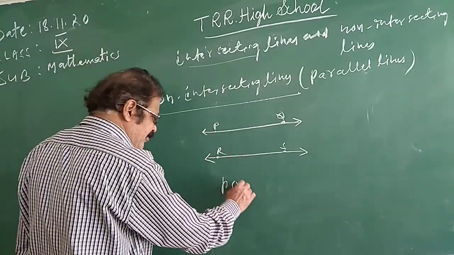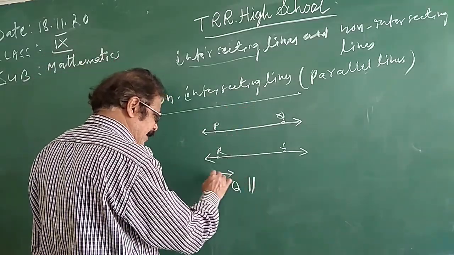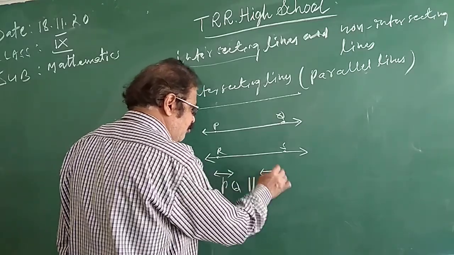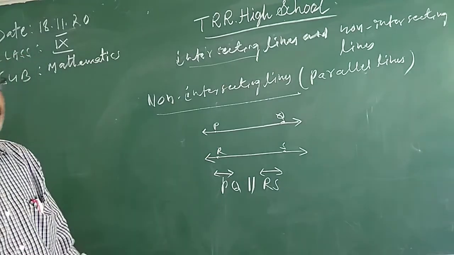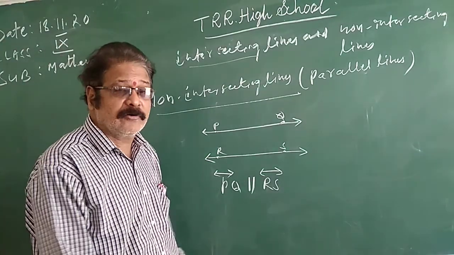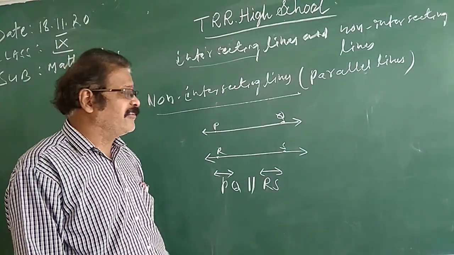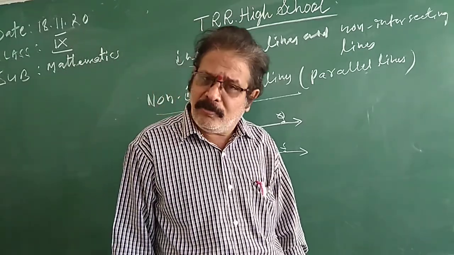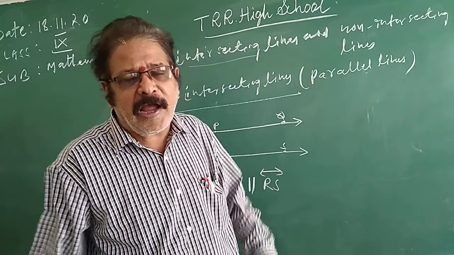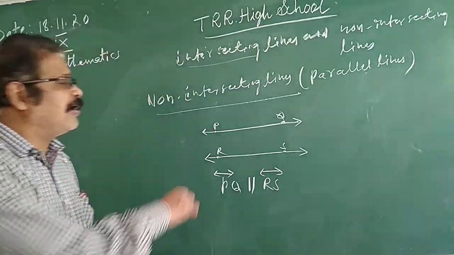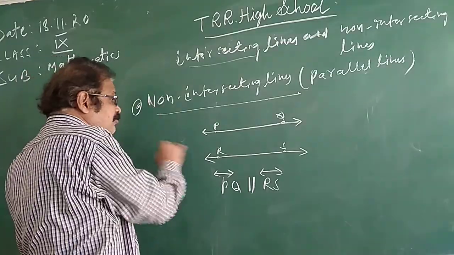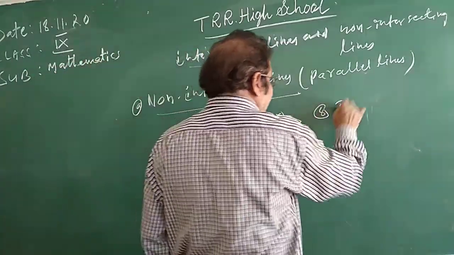So line PQ is parallel to line RS. These two lines are parallel to one another. Two lines are said to be non-intersecting, or parallel, if they don't have any common point. Okay, next one, intersecting lines.